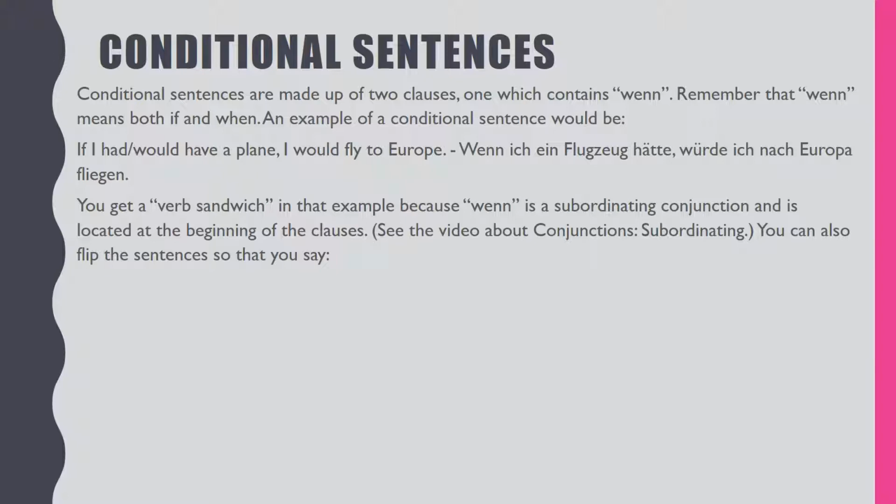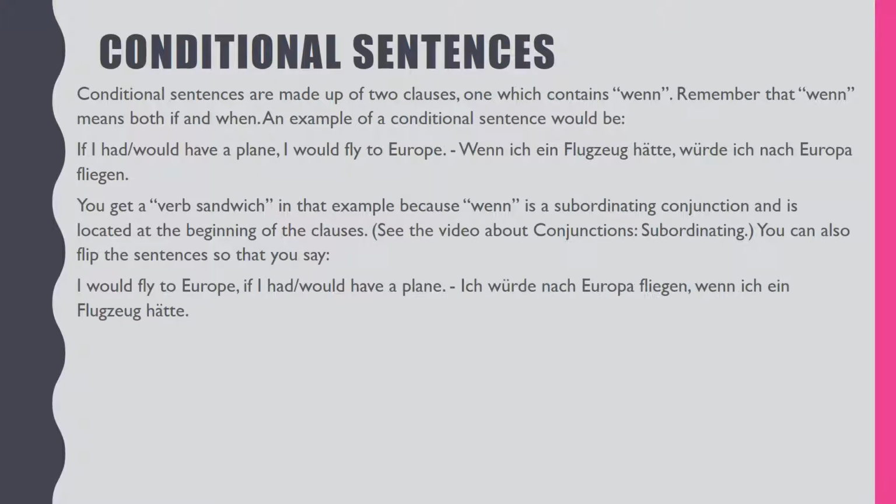You can also flip the sentences so that you say, I would fly to Europe if I would have a plane. Ich würde nach Europa fliegen, wenn ich ein Flugzeug hätte. This time the conjunction is in the middle, and the verb in its clause is kicked to the end.